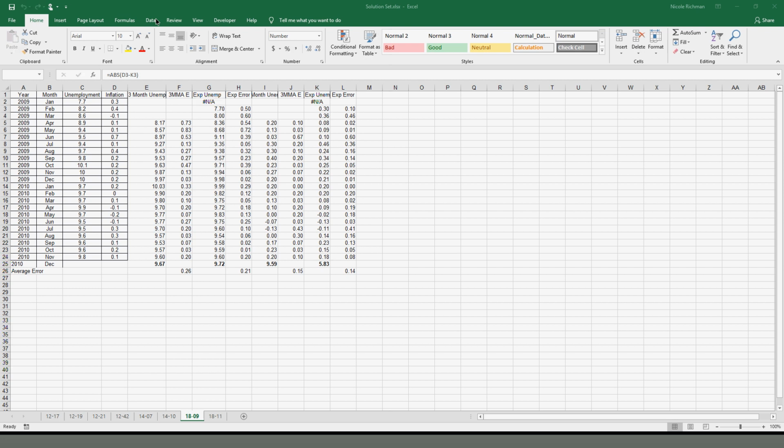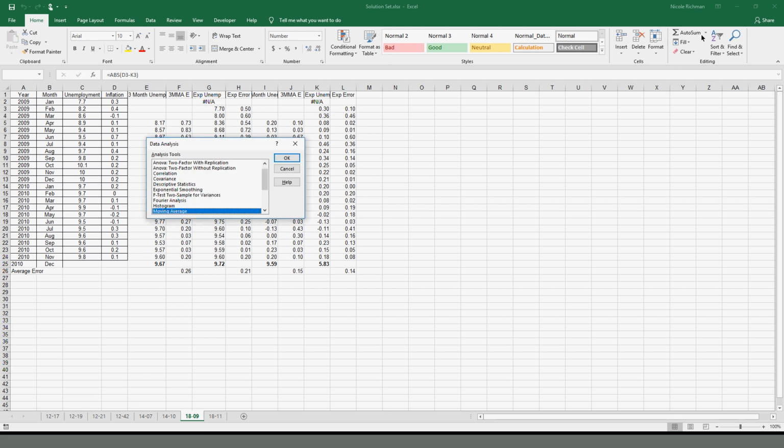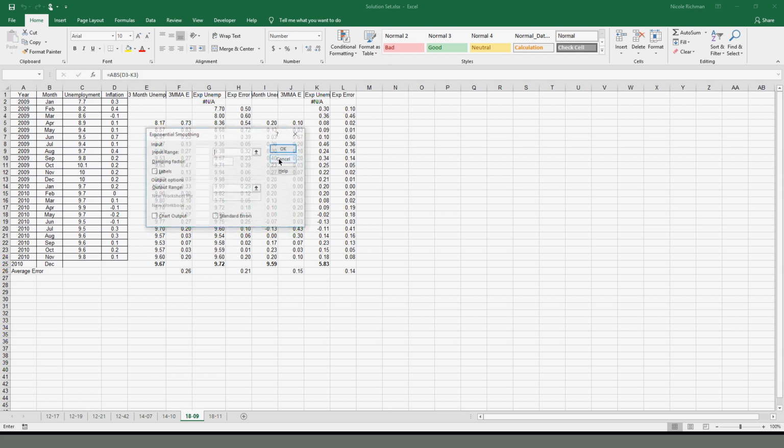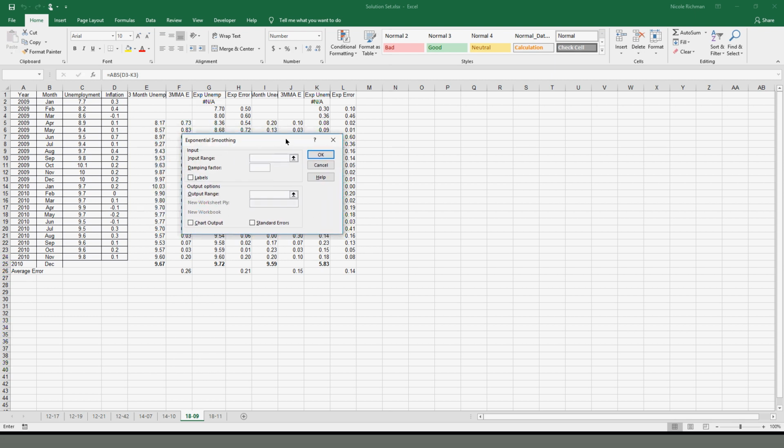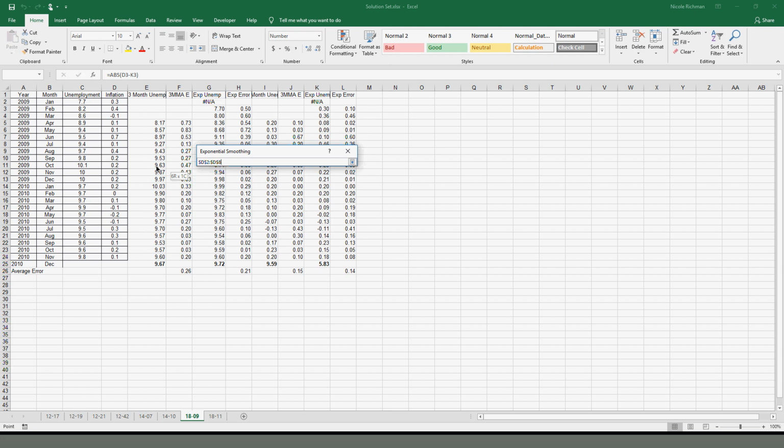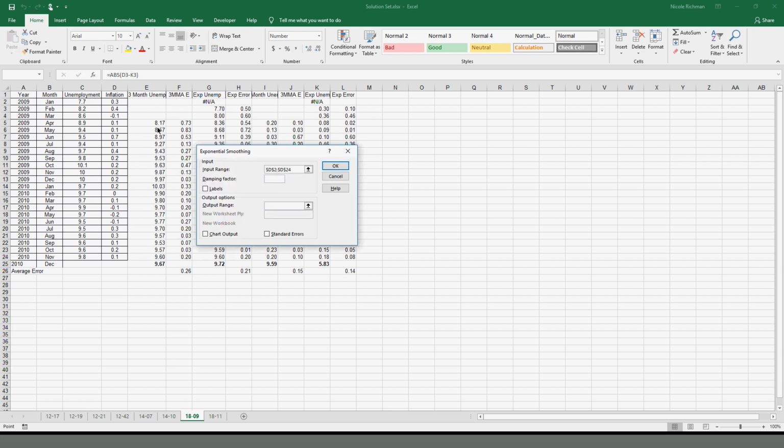We can also use our data tab in Excel and use data analysis. And if you don't have the data analysis tab in your Excel, you can go to File Options, and I'll show you where to do that next. But we use the exponential smoothing function and say OK. And the input range is just going to be your actual data. So in this case, my input range is the inflation.